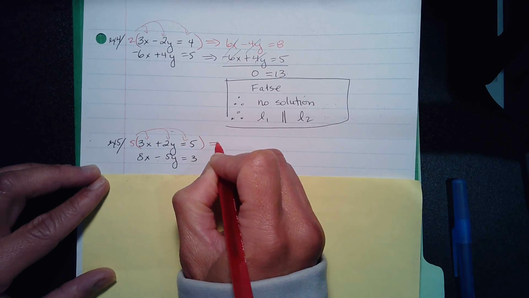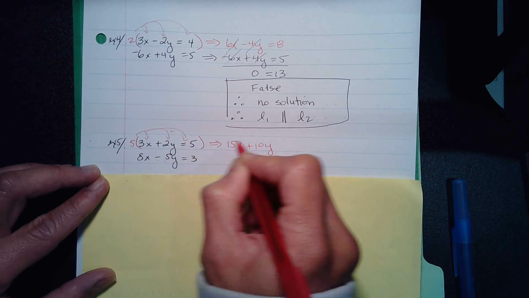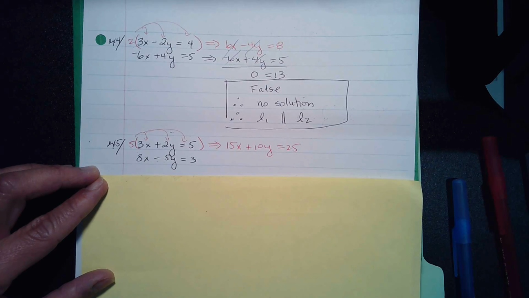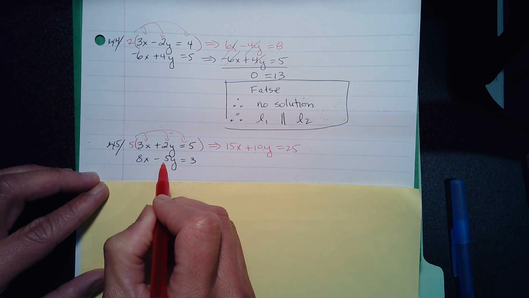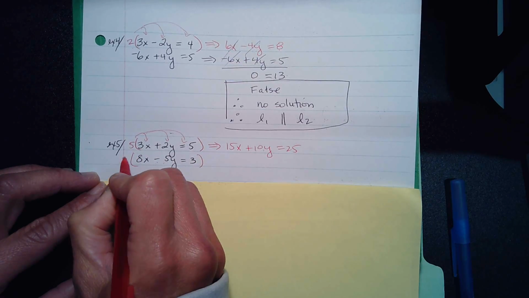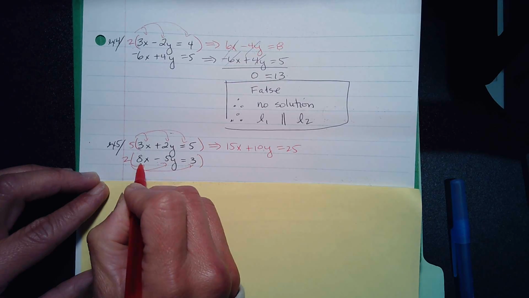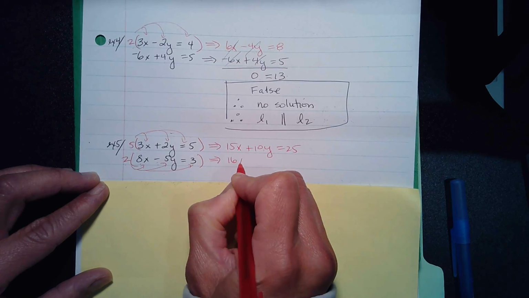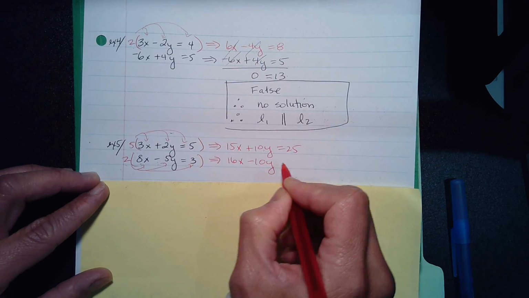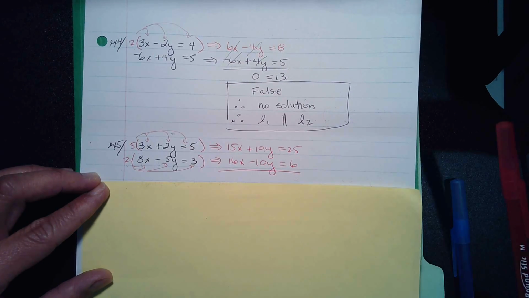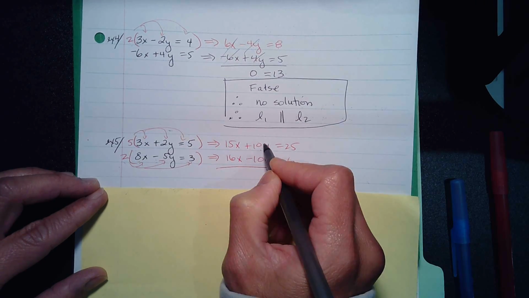5 times 3 is 15x. 5 times 2 is 10y. 5 times 5 is 25. So I have 10 and I have negative 5 here. Well, what if we multiply this by 2? Look what's going to happen. 2 times 8, 16x. 2 times negative 5, negative 10y. 2 times 3 is 6. Well, look what happens here. The 10y minus 10y, that's going to be 0.